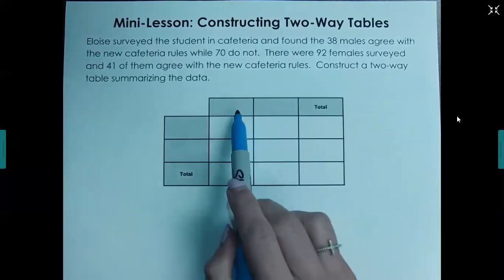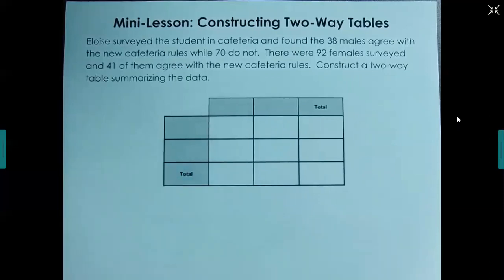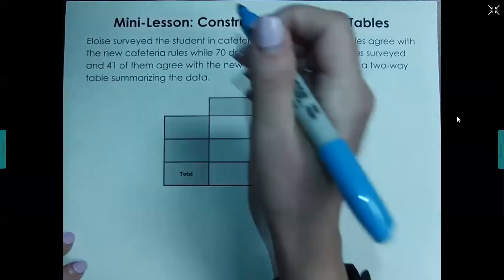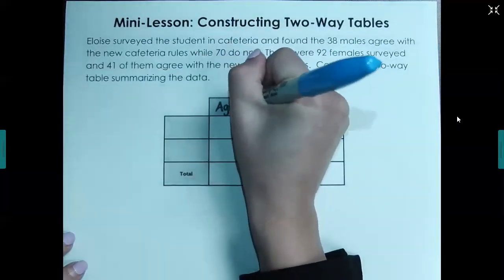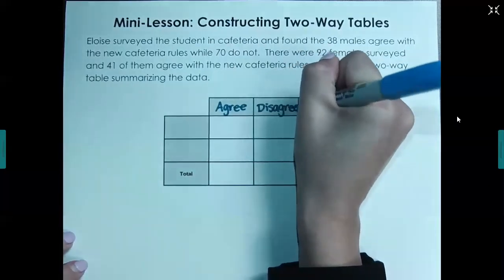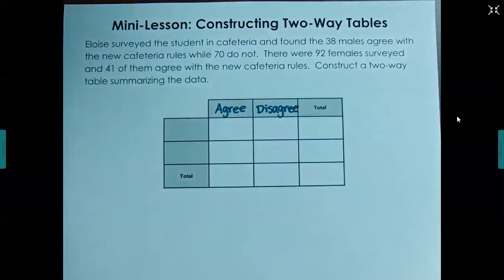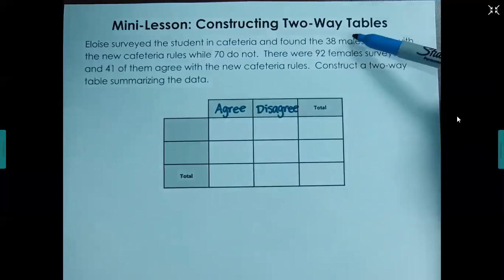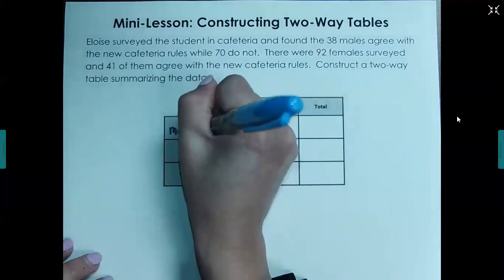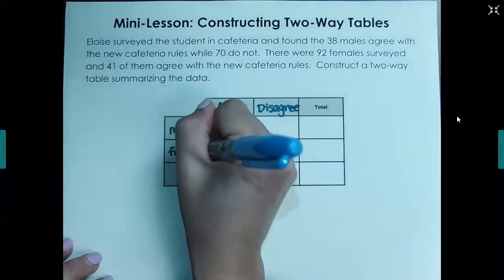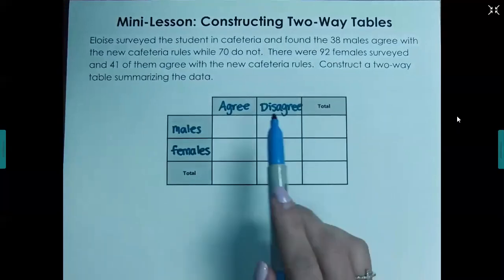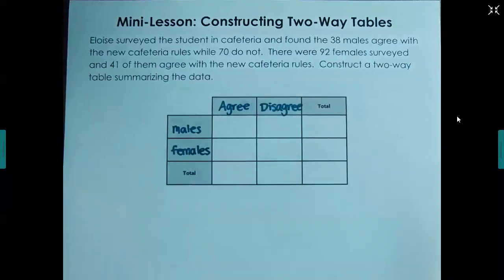Well, first we have to think about what are our two categories. And we see that one of the categories has to do with if they agree or disagree with these rules, right? So we're going to put agree with the cafeteria rules or disagree. That's our first category. The other category that I see in here is who was surveyed. We have males and we have females surveyed. So we always have to think about what are the two categories we are comparing. So the agreement level and if they're male or female.